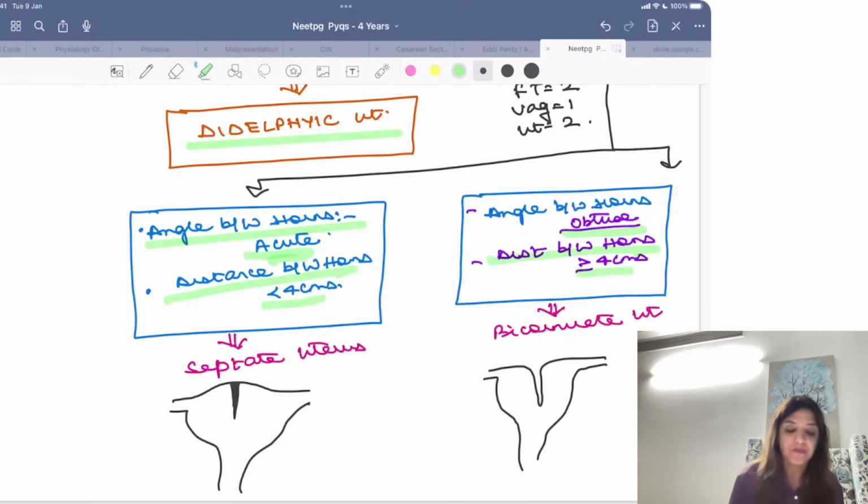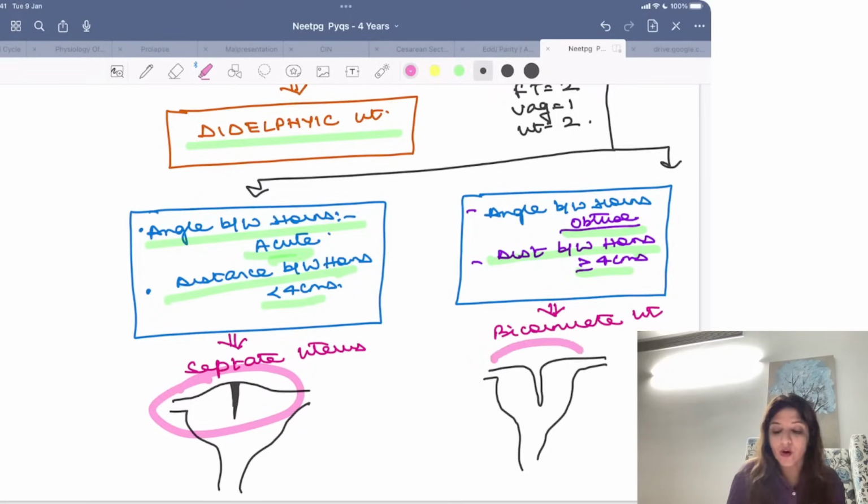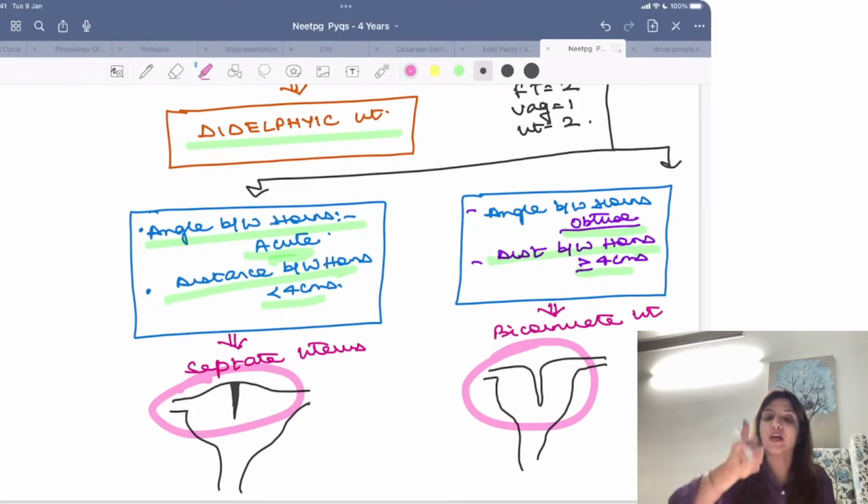This is because in case of septate uterus, the fundus of the uterus is normal. In case of bicornuate uterus, the fundus of the uterus is separated. It's bifurcated. It's not normal. So you are seeing a dip in the fundus of the uterus, right? So this is the way you differentiate between septate and bicornuate uterus.